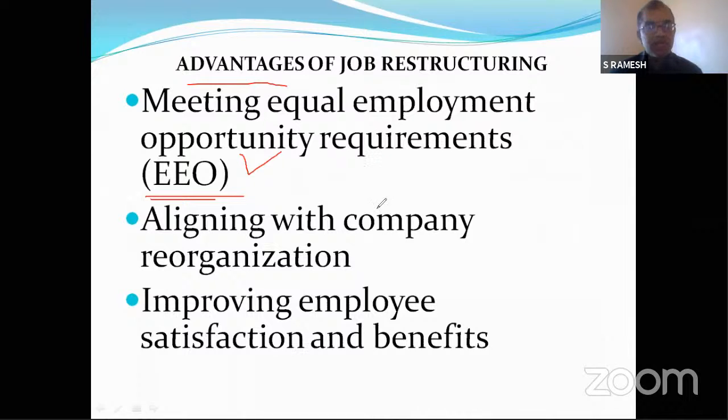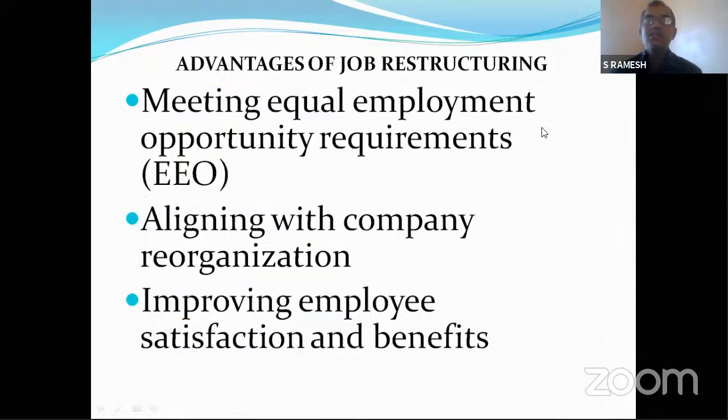Aligning with company reorganization. I told you, you may have to expand the business, or you may have to contract the business. So in aligning with the company's reorganization, we have to compulsorily remodel, redesign your job. Improving employee satisfaction and benefits. In order to improve satisfaction among the employees, in order to provide them various benefits, you may have to go for restructuring of the job sometimes.